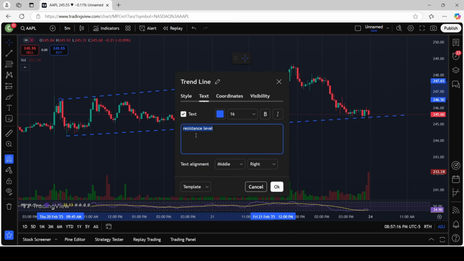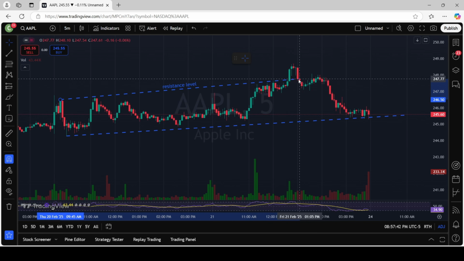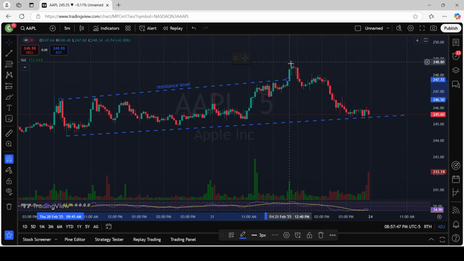You also can label these tools. So this is the trend line. I'm going to label this resistance level. That means I know that every time Apple has hit this line, it rejected. So go to the top, center. You see that? Now I know if Apple rejects this level, it can go higher.